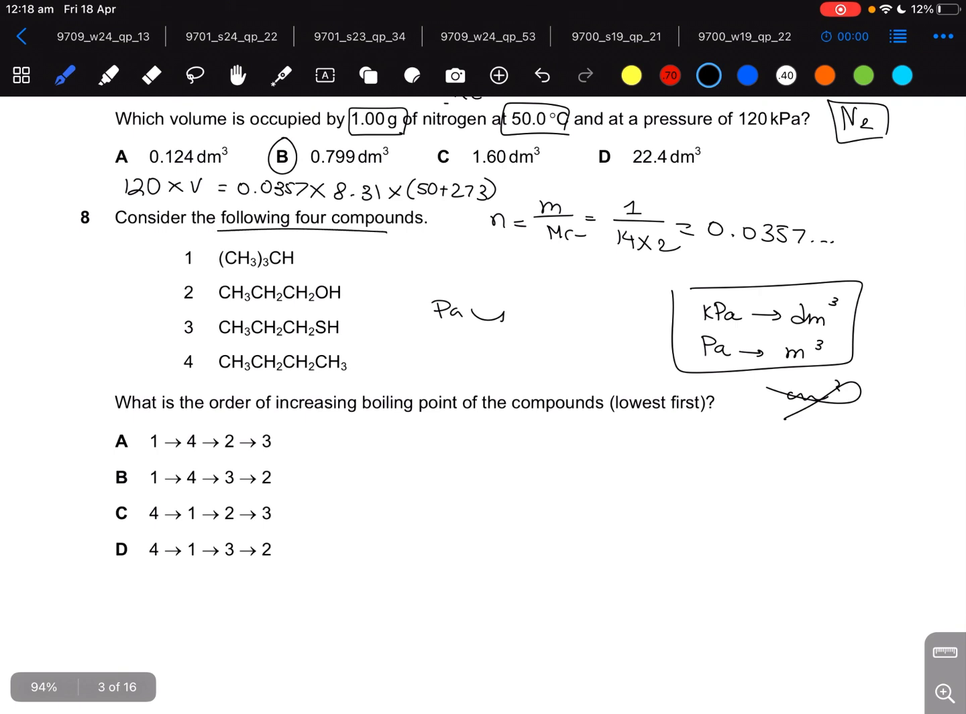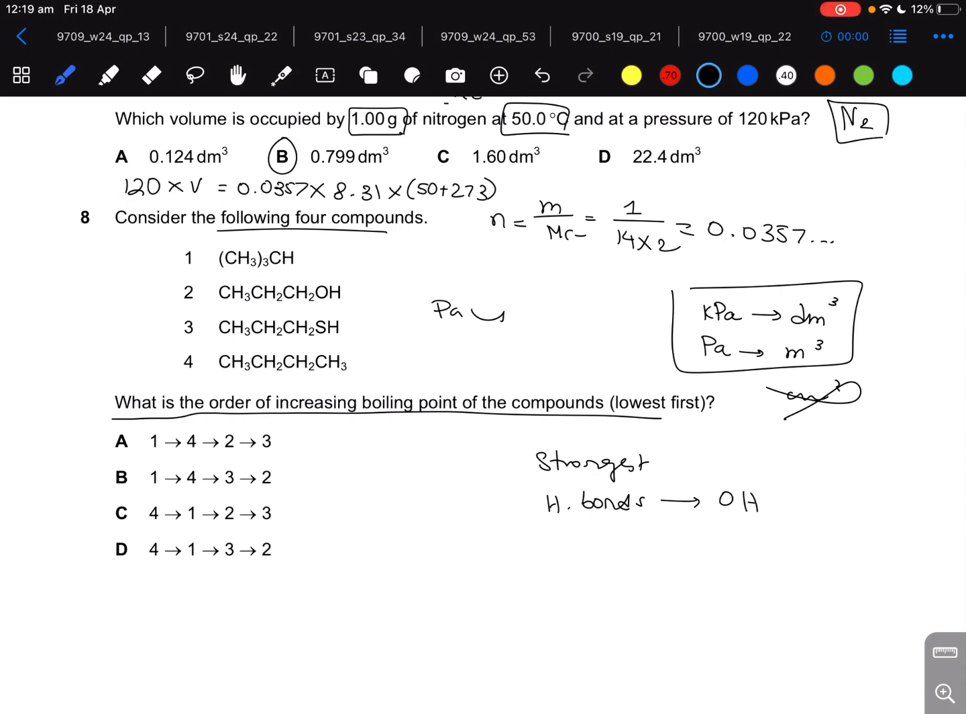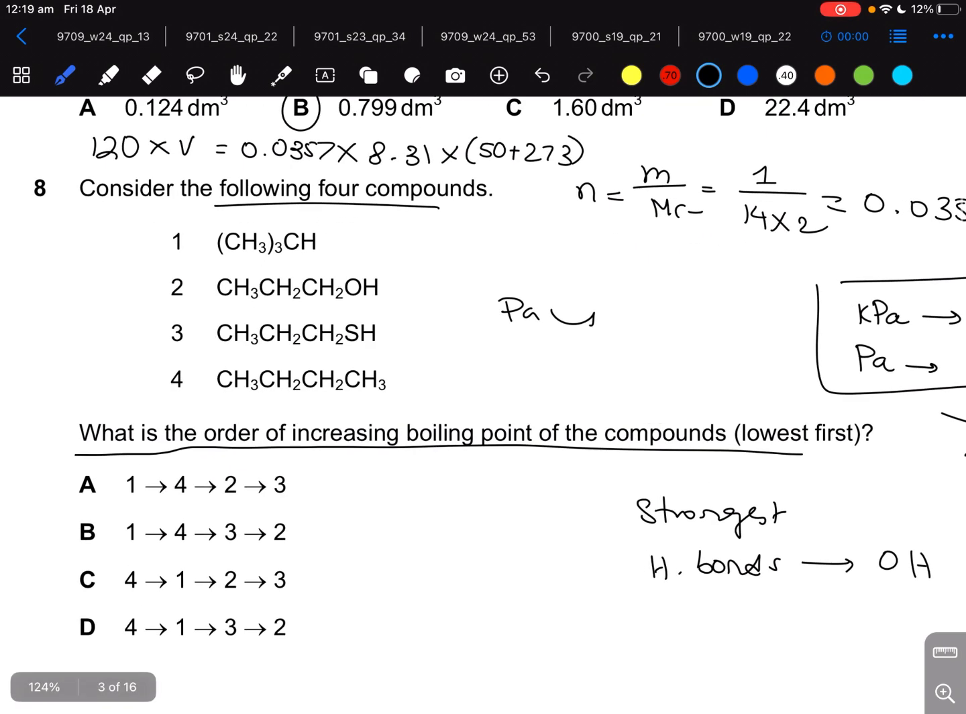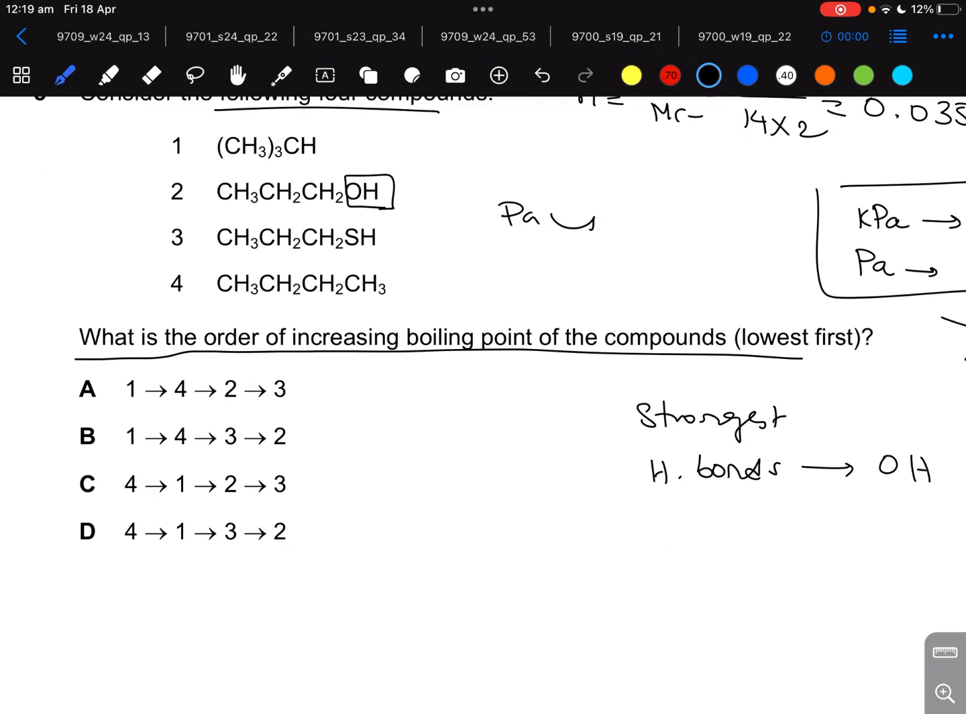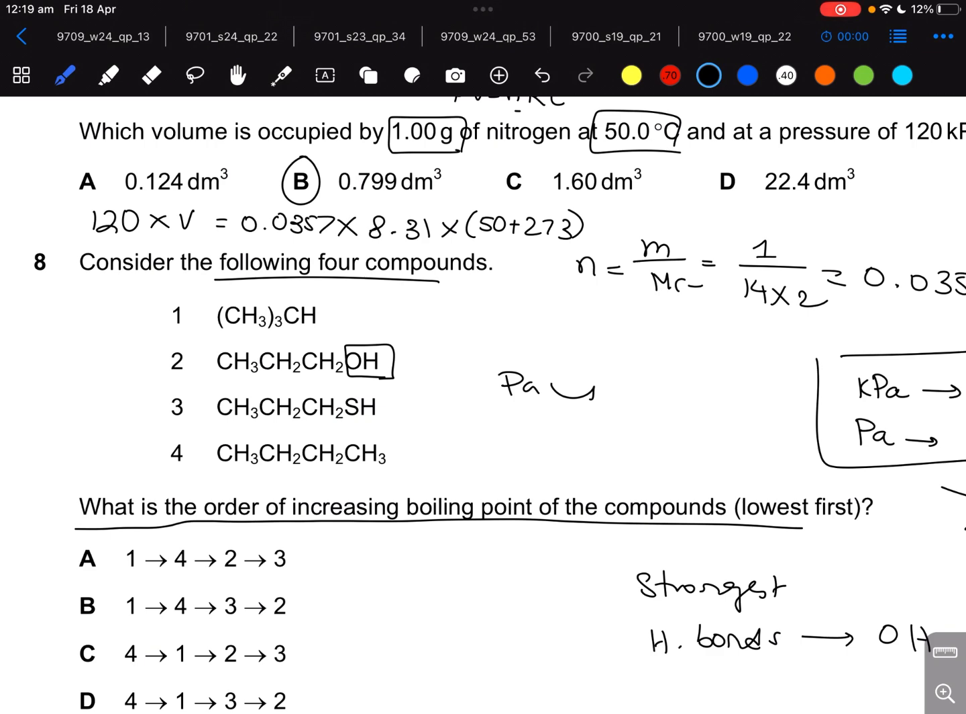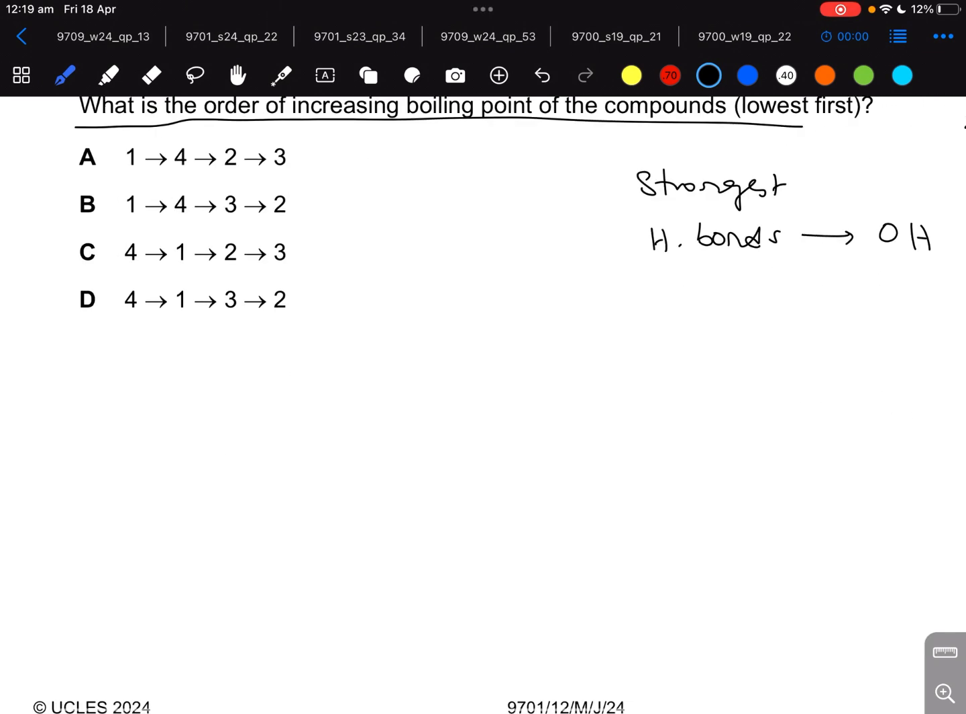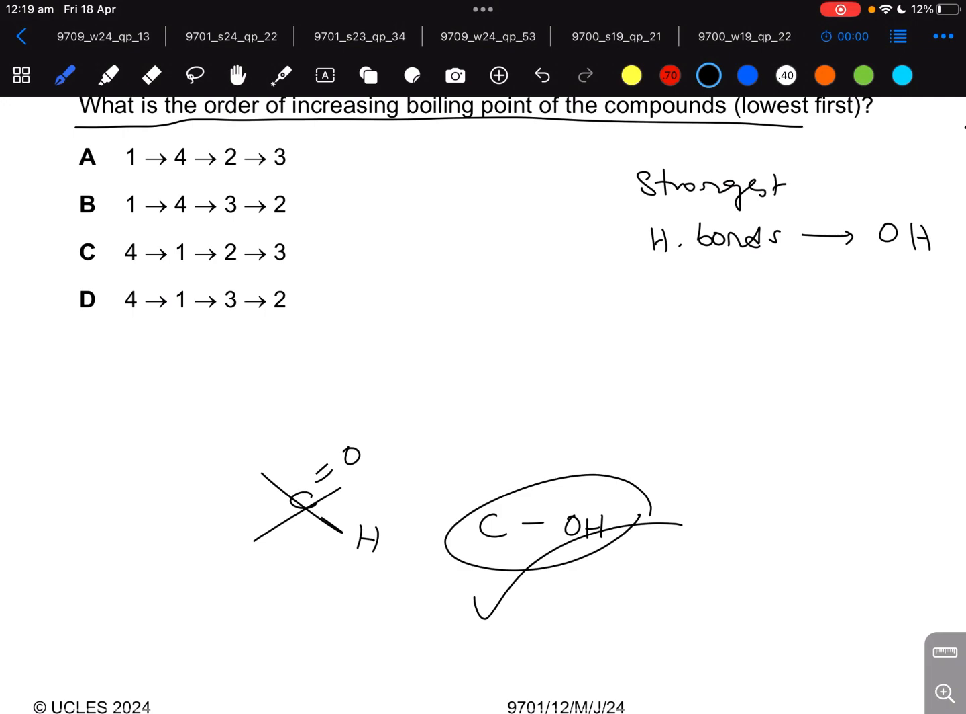Consider the following 4 compounds. What is the order of increasing boiling point? So we know that the strongest IMF is hydrogen bonds, and hydrogen bonds are formed with OHs. So anything that has a polar part is going to form a hydrogen bond. So here we can find this is an alcohol. Be careful of aldehydes. If they give you an aldehyde, they don't form hydrogen bonds, because the O has to be directly bonded to the H, which isn't present here. But in alcohols, you have the O bonded to the H directly, so it does form hydrogen bonds.